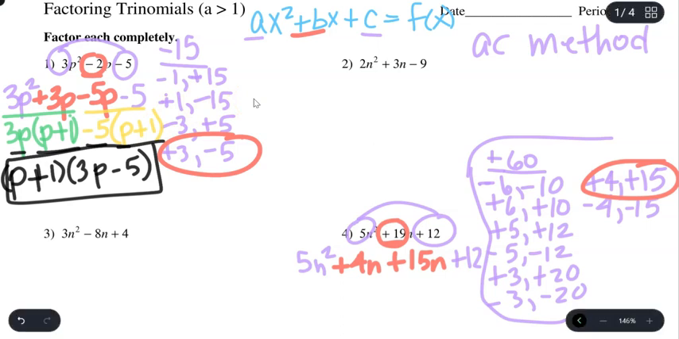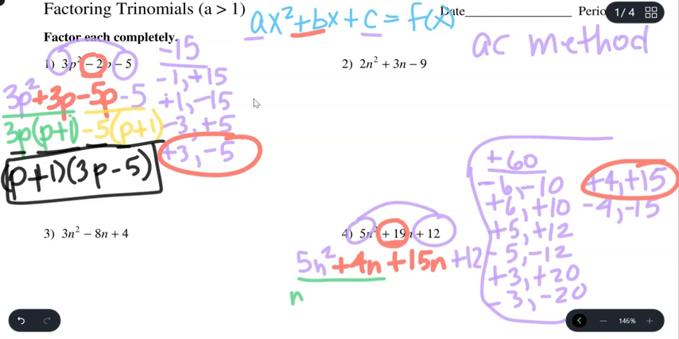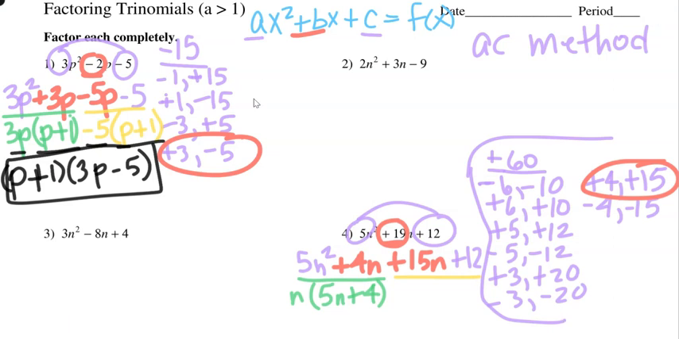What can I factor out of 5n squared plus 4n? Well, the only thing I can really factor out is an n, and that leaves me with 5n plus 4. So does that help us? Well, let's check the second one. I have positive 15n plus 12.